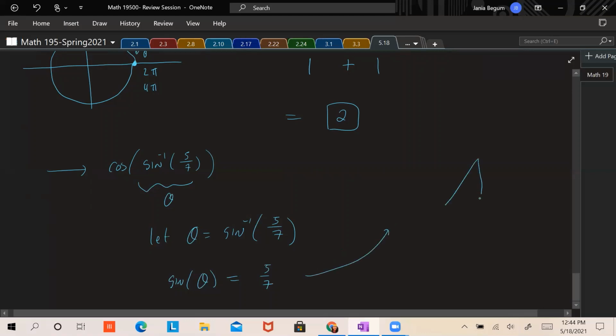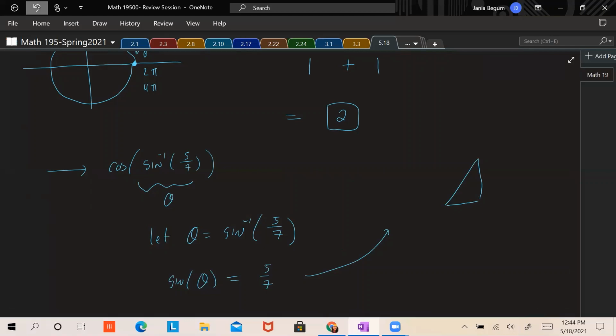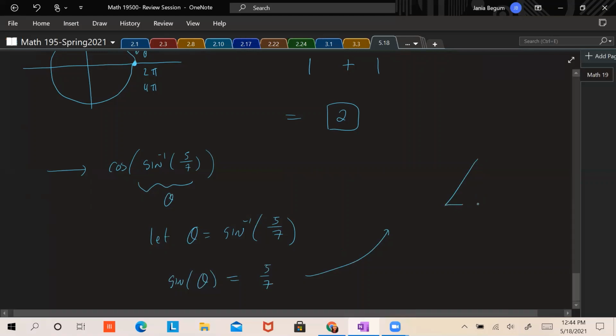So we have a triangle here. Oh, that's not so right triangle. Looks weird. Okay, here. Oh, not again. Okay, so that's our right triangle.